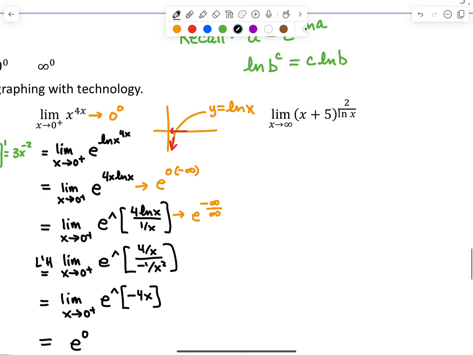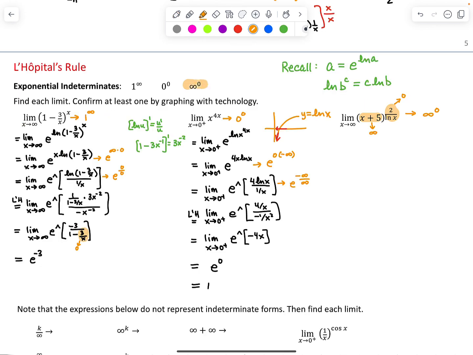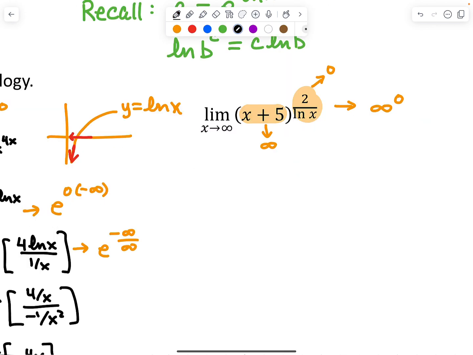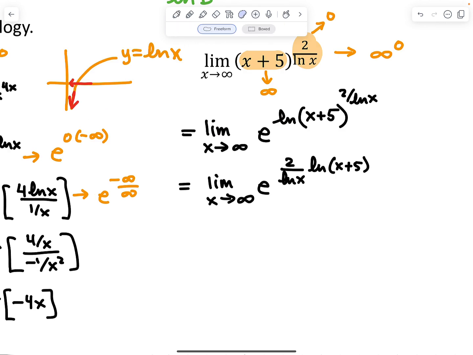Okay, in this final case, this is x going to infinity again. This base will approach infinity, and this fraction is an exponent. It's approaching 2 over infinity, which is 0. So overall, we are approaching an infinity raised to the 0, which is an example of our third kind of exponential indeterminate. So proceeding very similarly, we'll use the log identity first, e raised to the natural log of x plus 5 raised to the 2 over natural log of x. I can use the log property now to bring this down as a coefficient of that logarithm. And I can just make this one fraction.